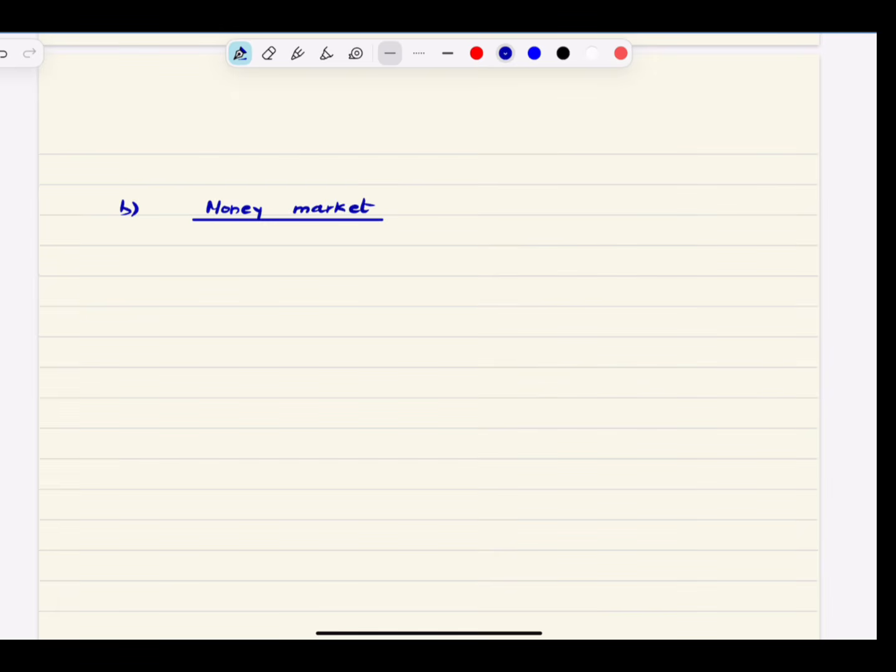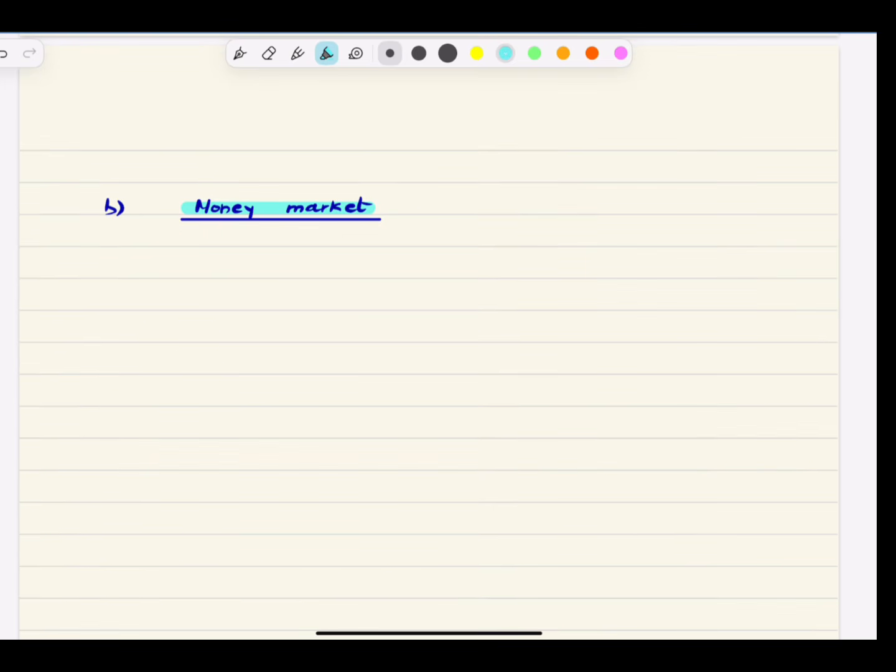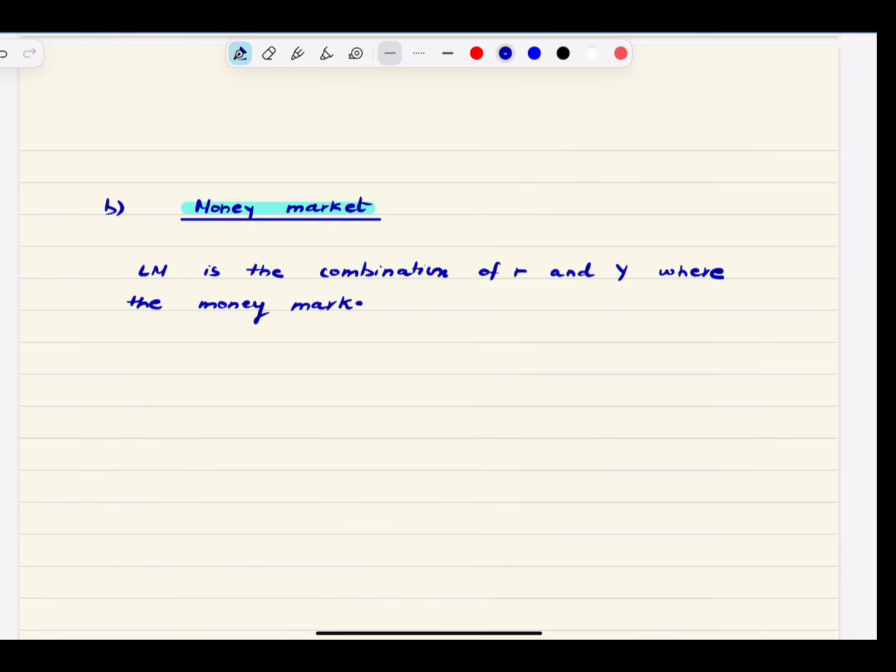Remember, the money market shows, basically we derive the LM curve from the money market, and the LM curve is, maybe I should write this down, that LM curve is the combination of interest rate and income where the money market is in equilibrium.